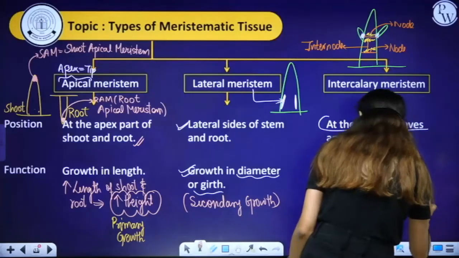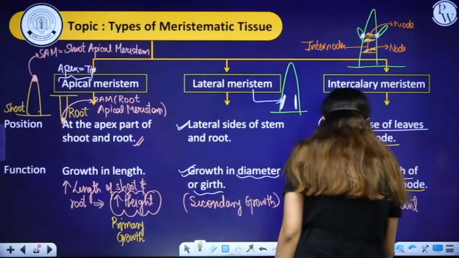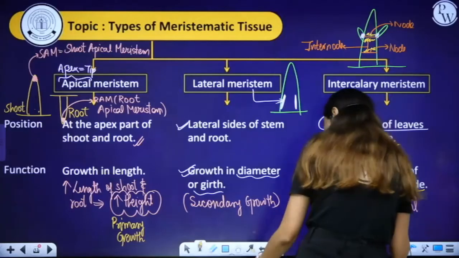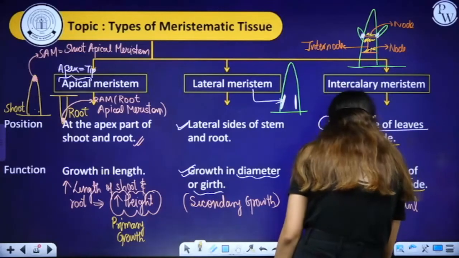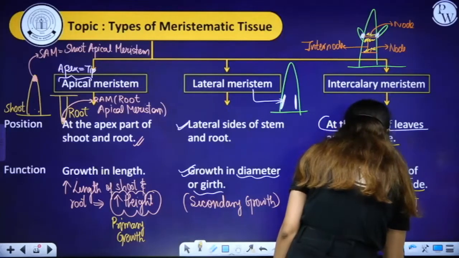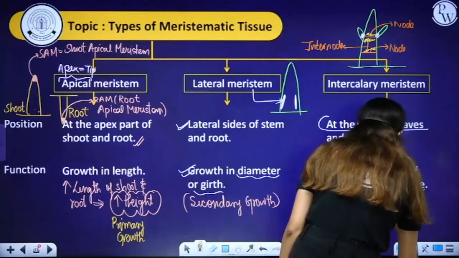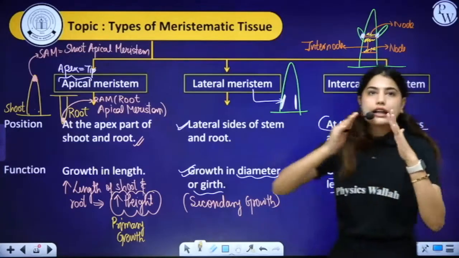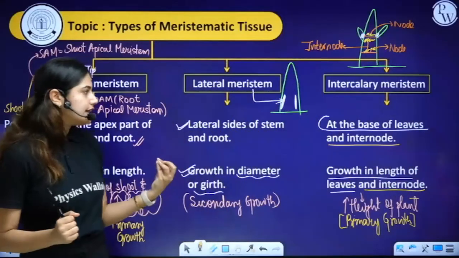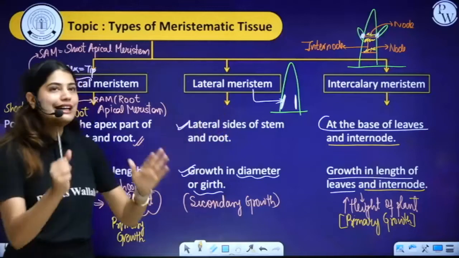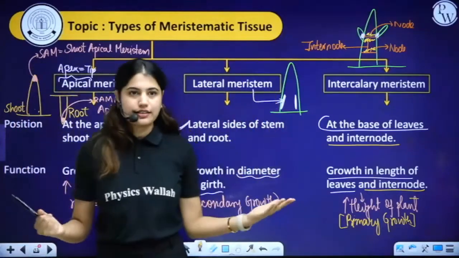Therefore, such type of growth is called, primary, not secondary, primary. Right? So primary growth is when the height is increasing. Secondary is the one where the girth is increasing, the diameter is increasing. Intercalary and apical both increase the height, the lateral one increases the girth.